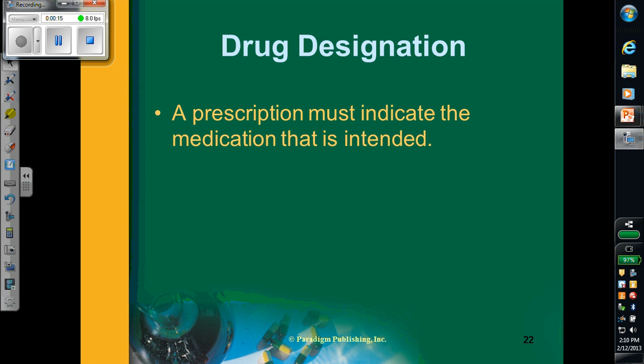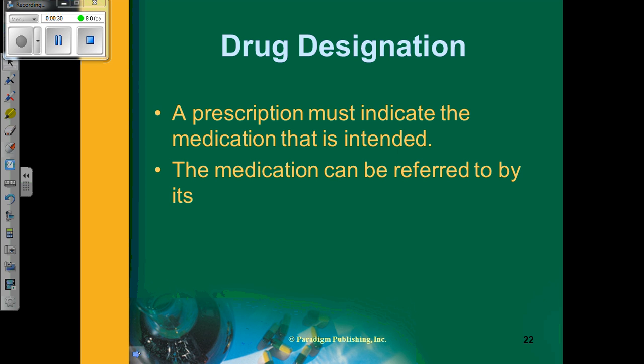So the state law and of course institutional policies are going to govern the extent to which the generic products can be substituted for brand name drugs. So a prescription must indicate the medication that is intended, and the medication can be referred to by its generic name or the brand name.